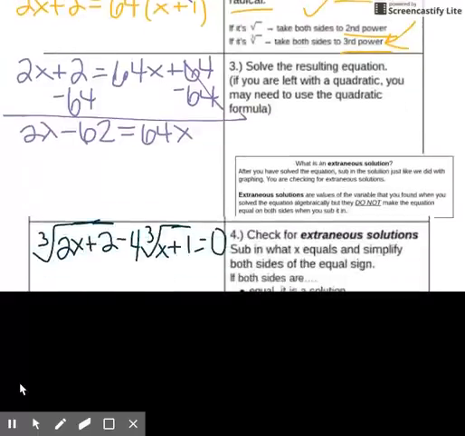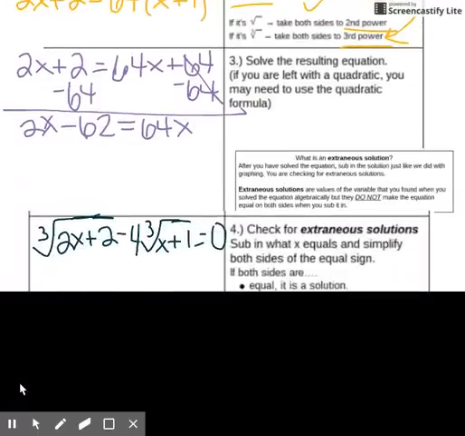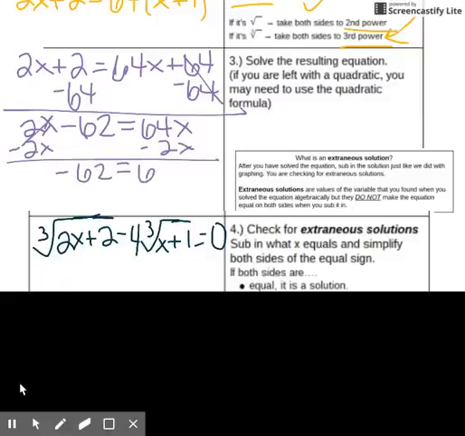Okay, so now I'm going to get my x's all together. So I'm going to subtract 2x on both sides. So I have negative 62 equals 62x. And then finally I'm going to solve for x. So I'm going to divide by 62. And I'm going to end up with x equals negative 1.